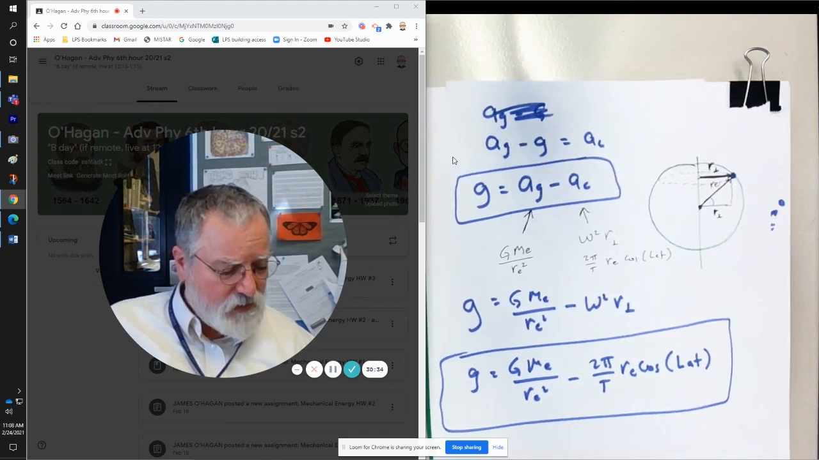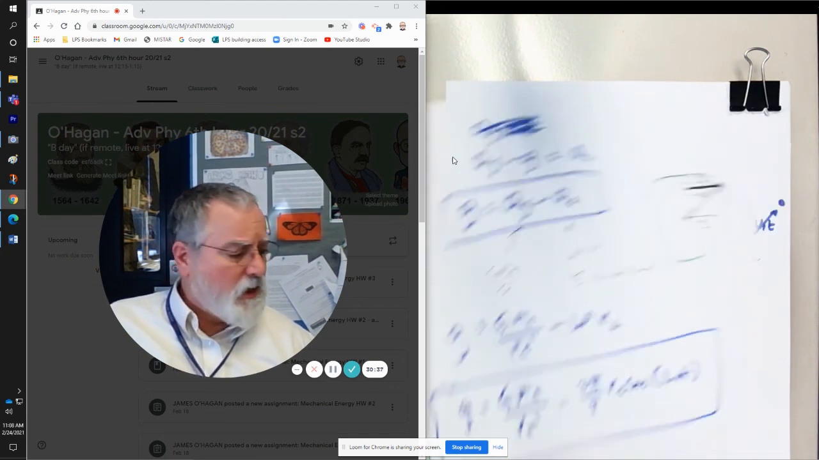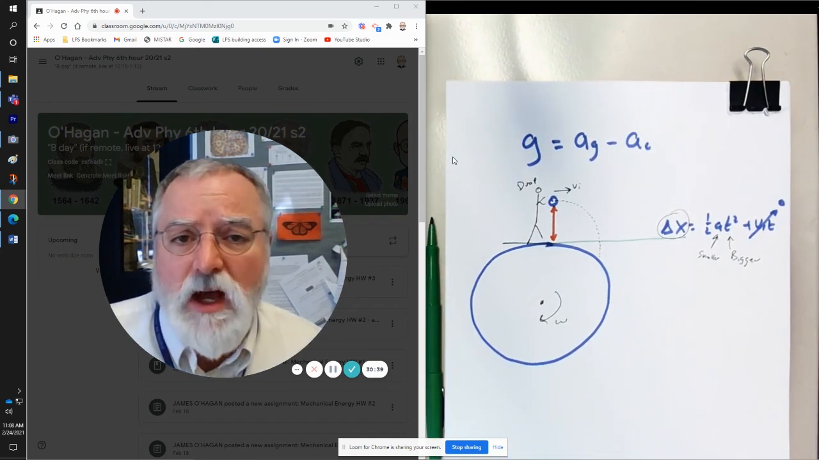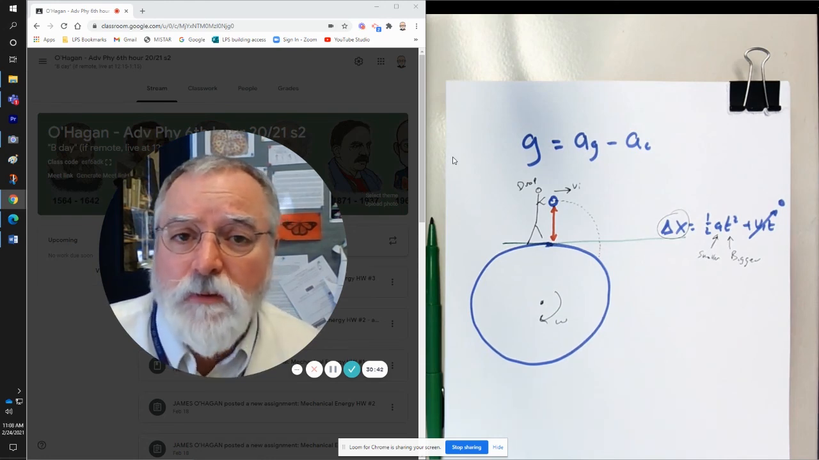Back over here, here's all the good juicy stuff. But anyway, that's gravitation near Earth's surface. A little bit more than you hoped for.